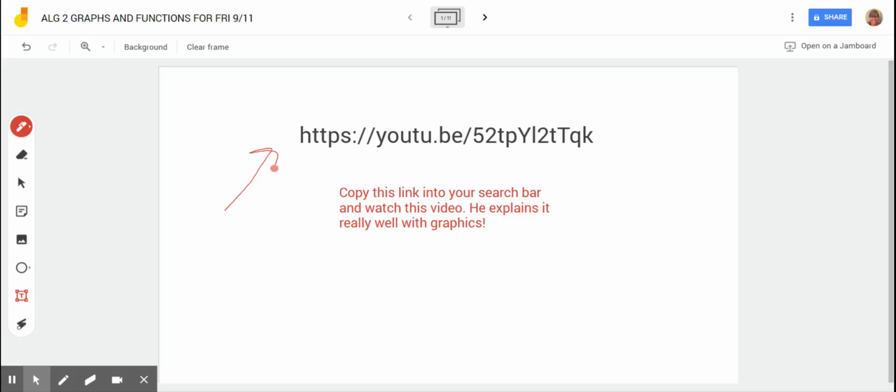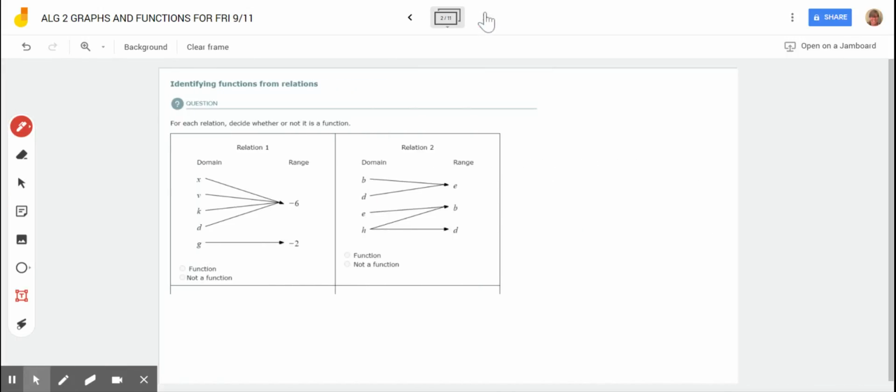Okay, this is the first bit of notes that you need. If you haven't done number one, I'm actually going to copy this in another link as well, attached to the notes. But if you haven't done it, please go do this first. He explains what functions are. And once you do that, we're going to head on to the next one.